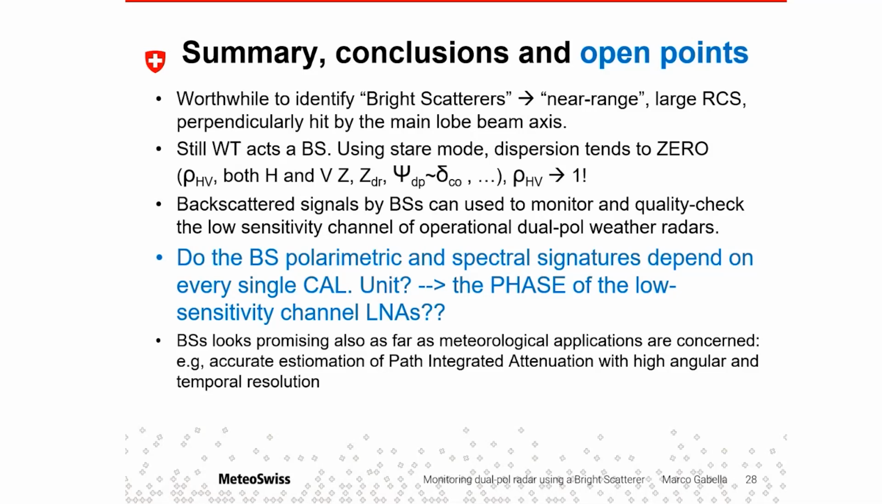And the final question, this is also for Leonardo in the room, and we will see it. What is going to happen when we change the calibration unit of Albis? Will the properties of the Albis bright scatterer change, or will they remain more or less similar? And we will see this in the future.